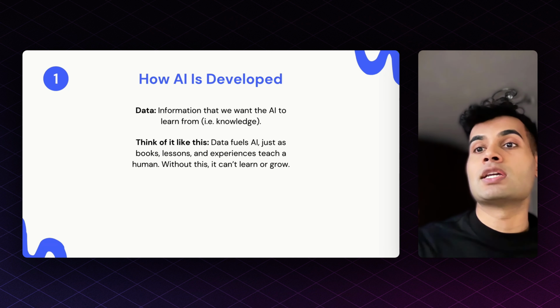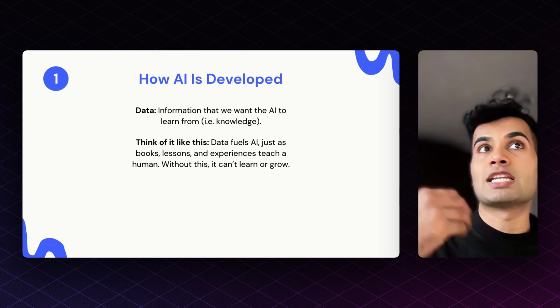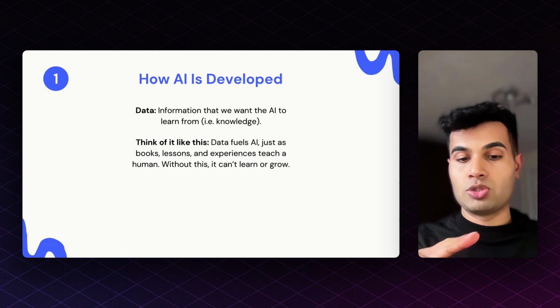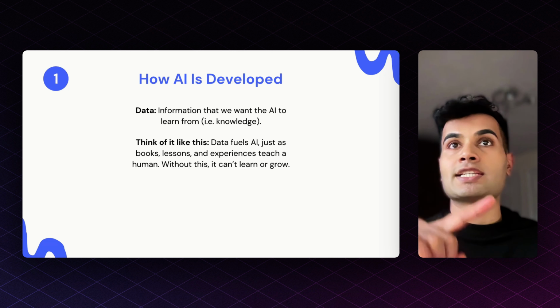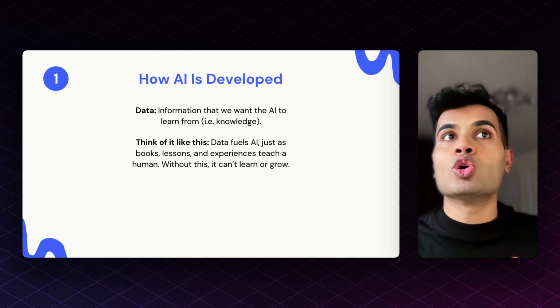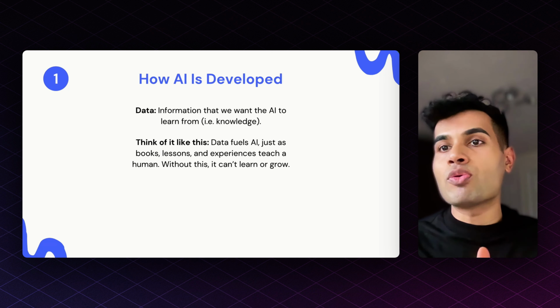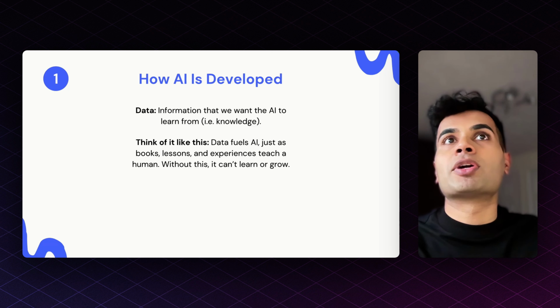More importantly, from a human analogy perspective, artificial intelligence is the simulation of human intelligence in machines. Think of the way that we learn as humans, using books, lessons in class, experiences. All of this is how we teach a human. Without it, we can't learn or grow. Think of data as the same thing.